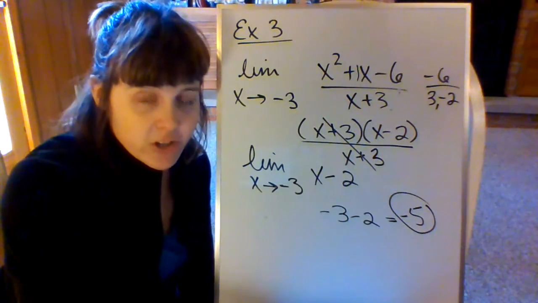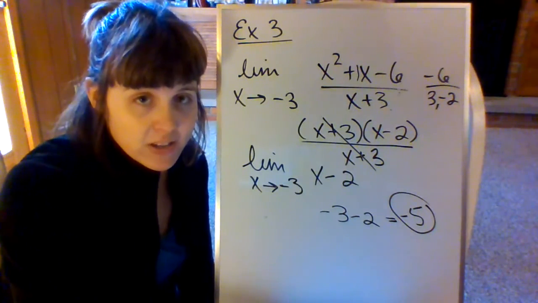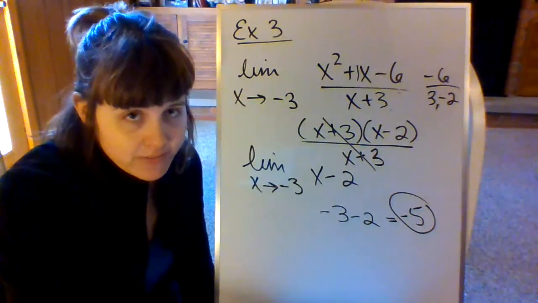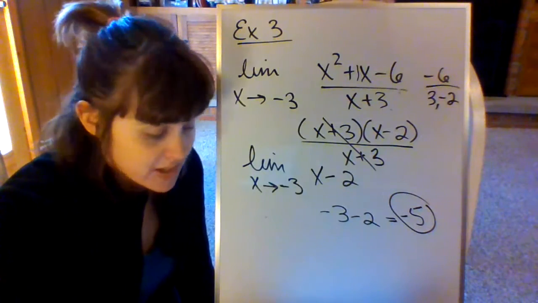So that's how you factor a trinomial, and then you cancel out the like terms on the top and the bottom, and then you use direct substitution. Okay, so I hope that made sense.